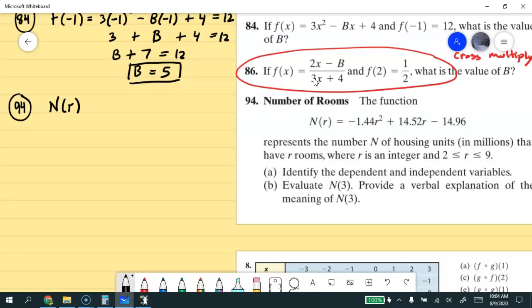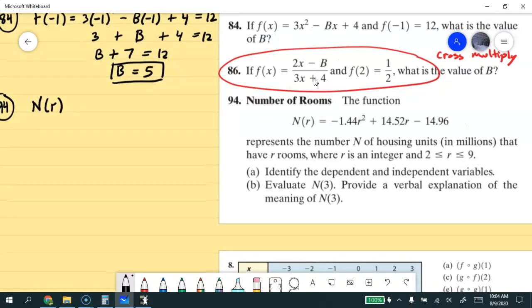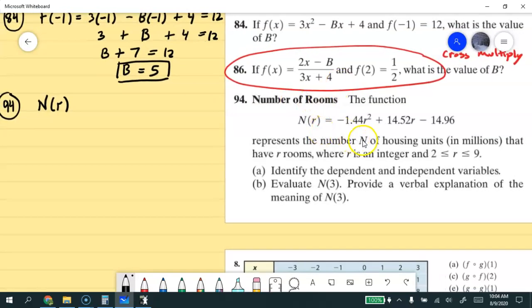Now, it says that the n is the number of housing units in millions. So then basically the number of houses in millions, right? And r represents the rooms, all right? So where it says r is an integer between 2 to 9 rooms. Now, if you don't know what an integer is, a negative or a positive whole number, and it would make sense that you have only integers, right? So nobody has 2.1 rooms. They either have one room or they don't have one room, right? So that's why r is an integer.